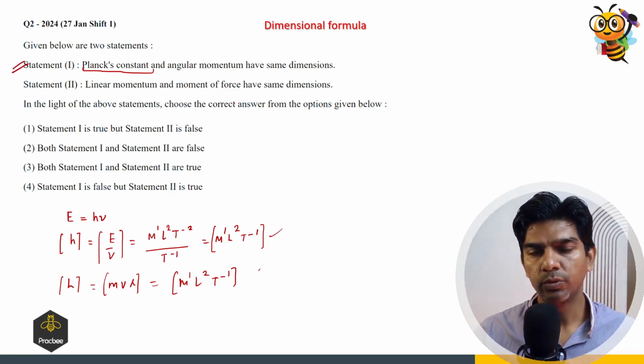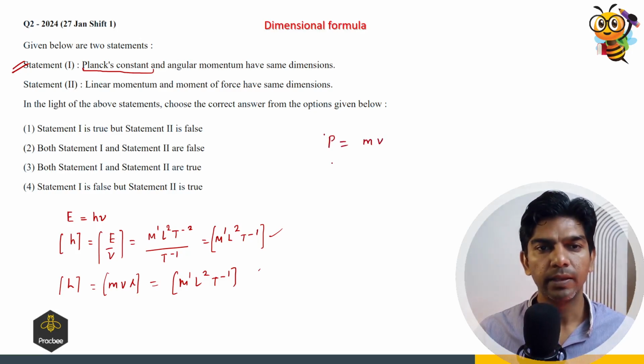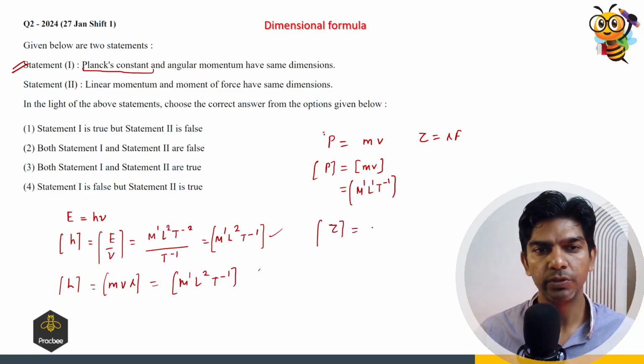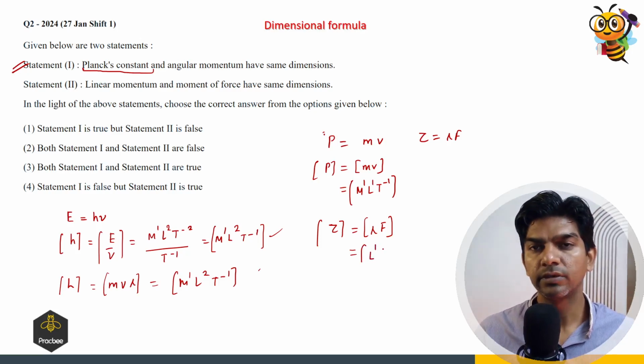Now linear momentum and moment of force. Linear momentum is mass times the velocity, and moment of force is nothing but the torque. Torque is r cross F. So the dimension of P will be the same as the dimension of mv. So it will be M raised to power 1, L raised to power 1, T raised to power minus 1. And the dimension for torque or moment of force will be the same as the dimension of r times F, and r is length. Force can be written as mass times acceleration.